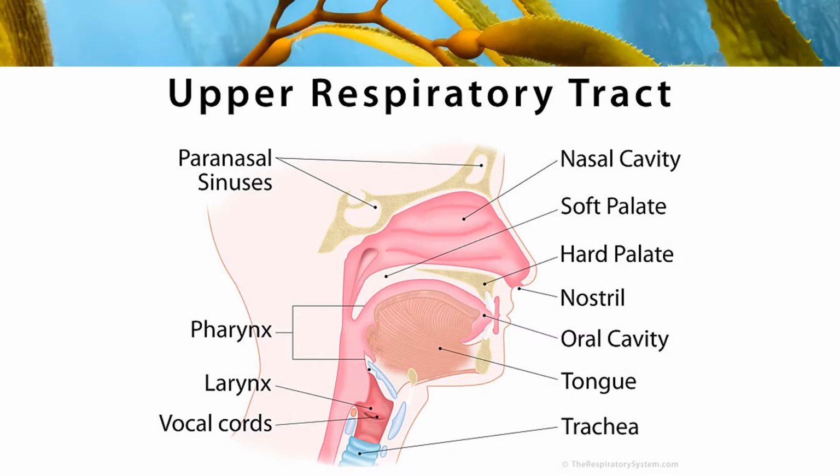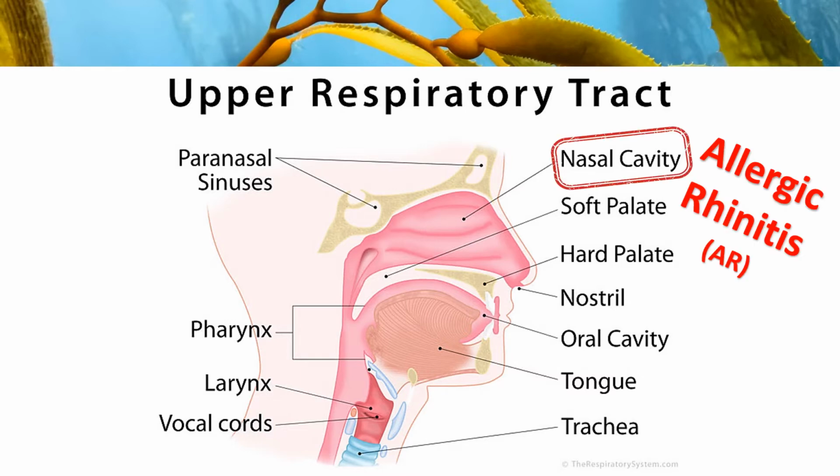Epiglottitis, inflammation of the upper portion of the larynx or the epiglottis. Laryngitis, inflammation of the larynx. Laryngotracheitis, inflammation of the larynx and the trachea. And tracheitis, inflammation of the trachea. For this video, the drug that I will be featuring is a drug used to treat allergic rhinitis.